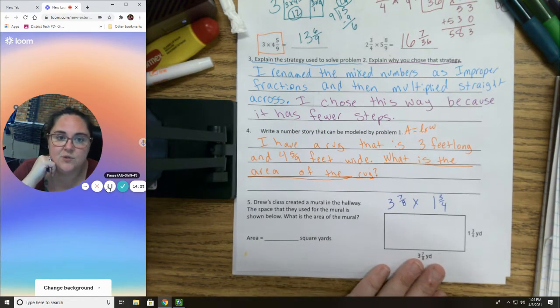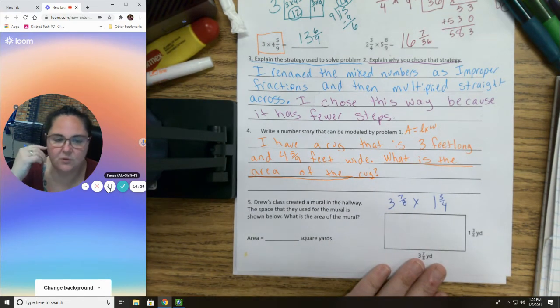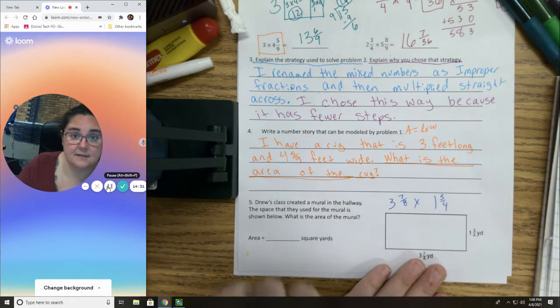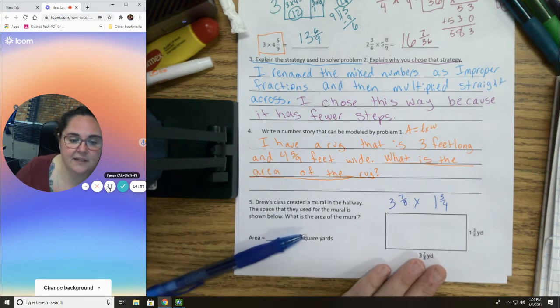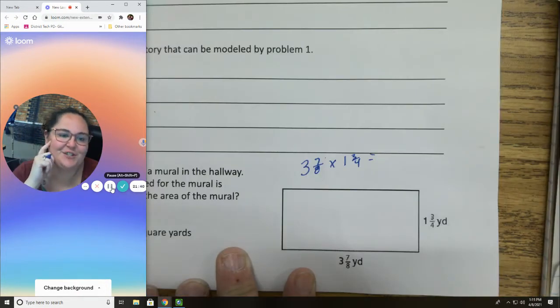I want you to use one of the methods we used in number 1 and 2. Make sure that you do all steps and find your final answer. What is 3 7/8 times 1 3/4? All right, guys, you should have your answer by now. Hopefully you did the math, and we're going to check to see if you're correct.